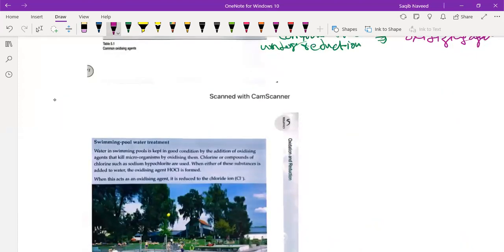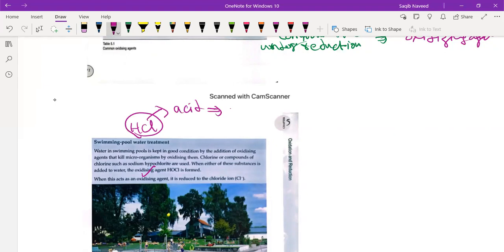So even in the swimming pool, what we add to kill germs, we add HCl. HCl is an acid. So HCl will act as which agent? Oxidizing. Yeah, that is the code: right side, oxidizing agent, non-metals and acids.